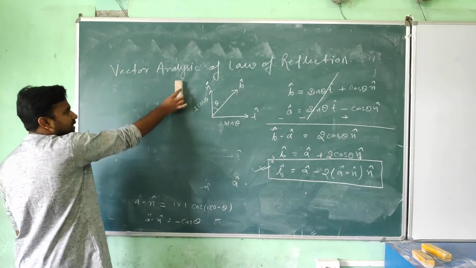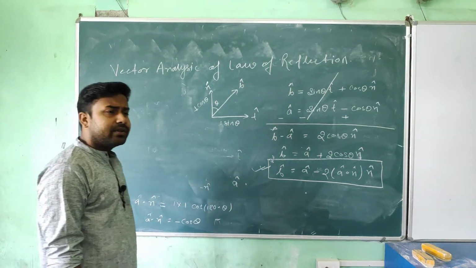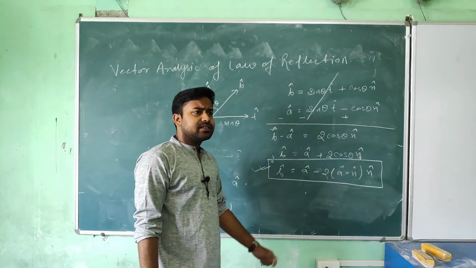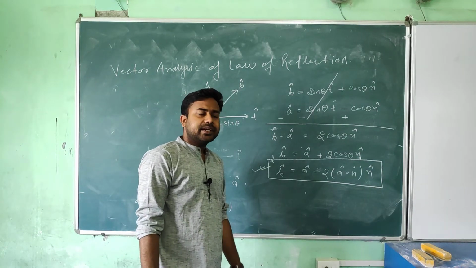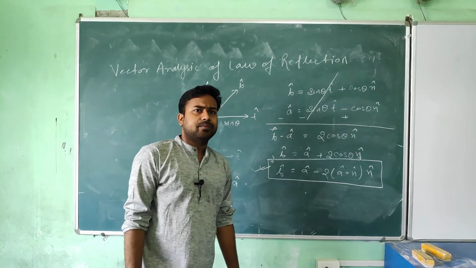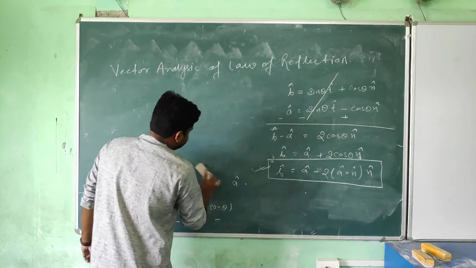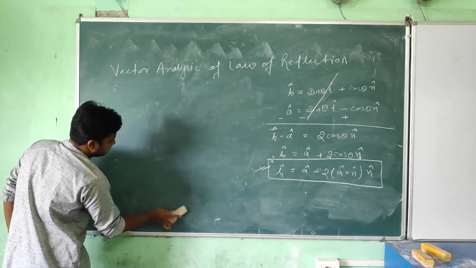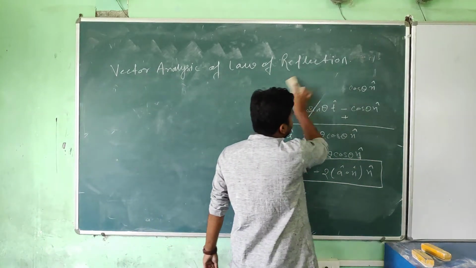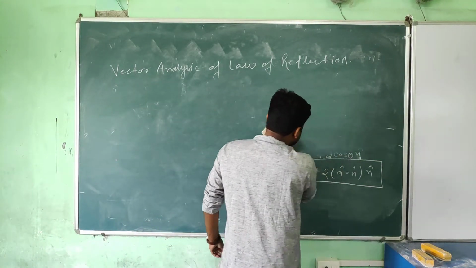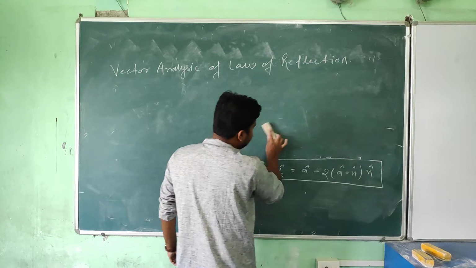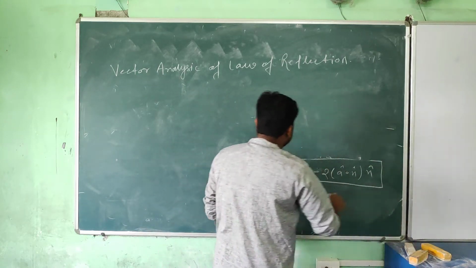And what is the second part of the law of reflection? The incident ray, reflected ray and normal all lie in the same plane. It means the triple product will be 0. So student, I am going to take an example based on this formula.